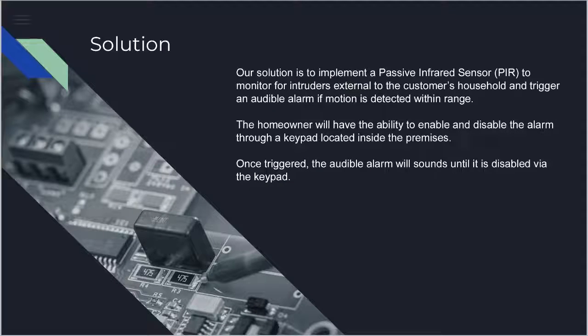Solution. Our solution is to implement a passive infrared sensor, or PIR sensor, to monitor for intruders external to the customer's household and trigger an audible alarm if motion is detected within range. The homeowner will have the ability to enable and disable the alarm through a keypad located inside the premises. Once triggered, an audible alarm will sound until it's disabled via the keypad.